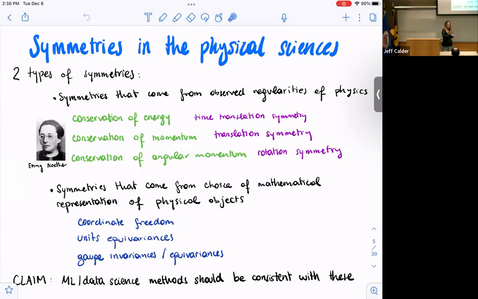There are many sets of coordinates that I can choose. If you want to be agnostic with respect to the choice of coordinates, then that's a symmetry that you need to impose. And so the claim is that if you're going to do machine learning for the physical sciences, you want to respect these symmetries. You want machine learning models that are invariant or equivariant with respect to coordinate transformations, units, gauges, and also, if you're doing it for a specific problem like protein folding, you also want to use the actual symmetries of the problem, like rotation and so on.